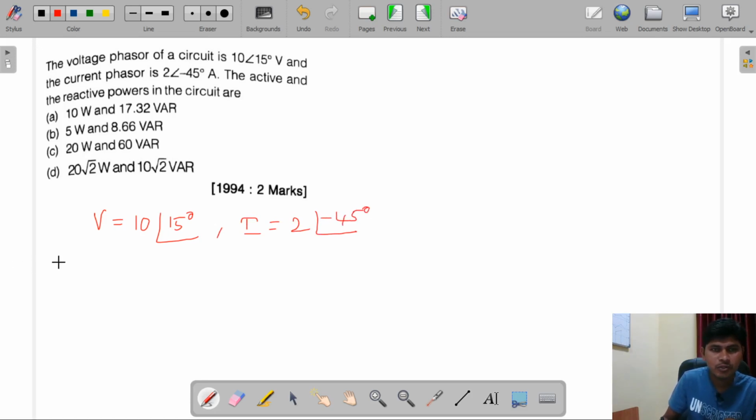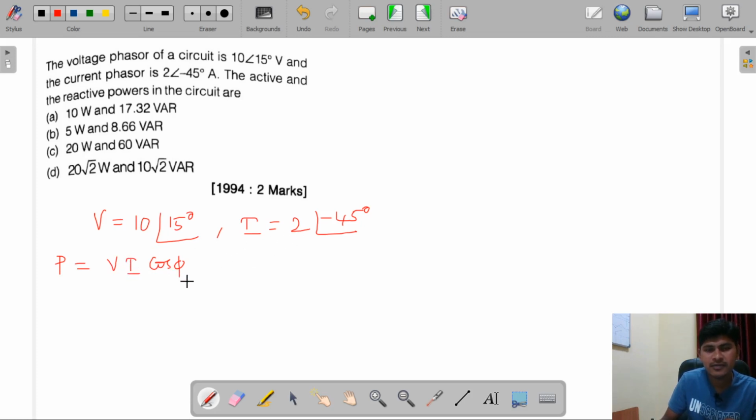You know what is active power or true power? P is equal to VI cos phi, or V phase I phase cos phi, right? These two are RMS values, RMS voltage and RMS current. V is equal to 10 volts and I is 2 amps.